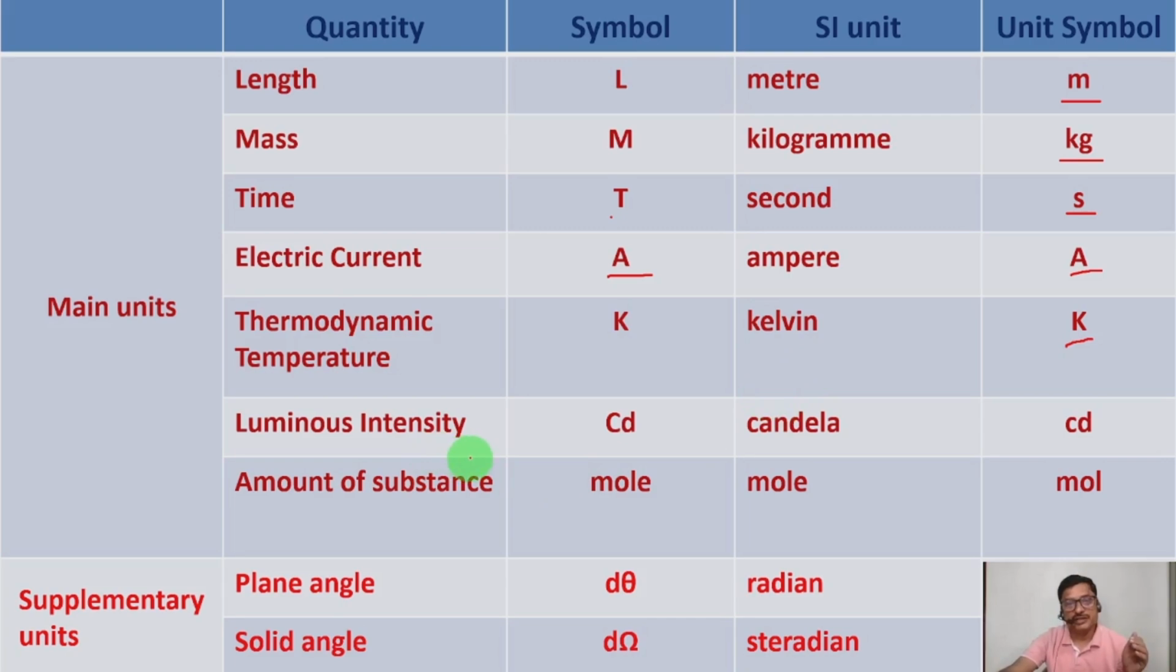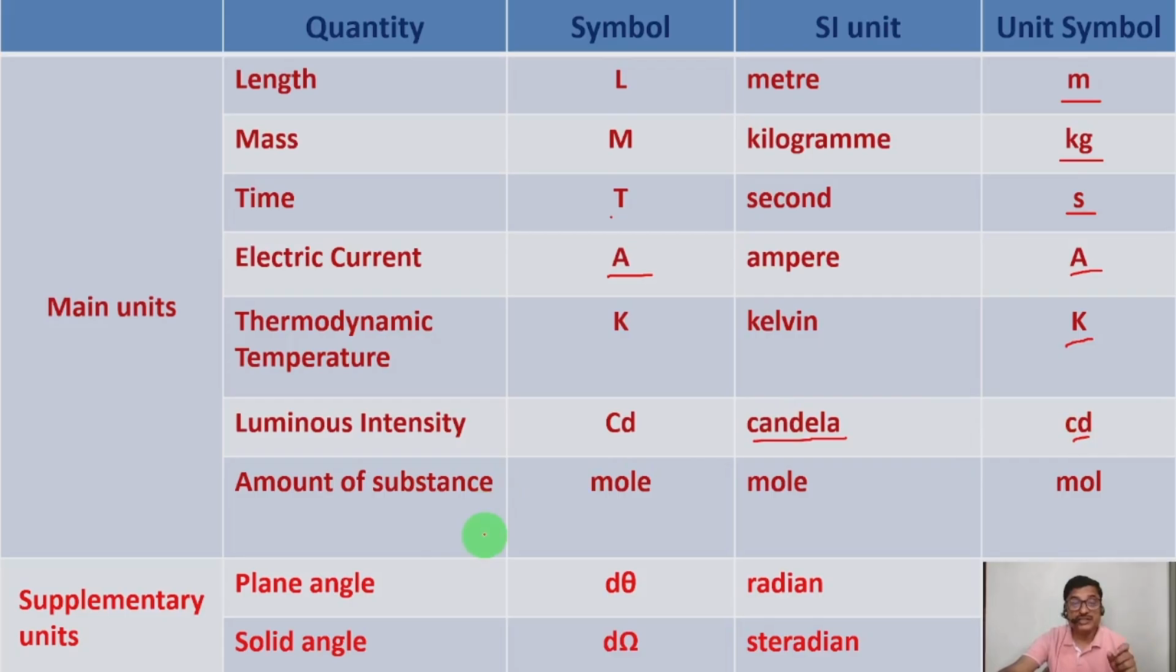Luminous intensity, or we can call it light intensity, is how much brightness there is. How bright is a particular electric bulb? How much brightness does sunlight have? That is what we can measure, the luminous intensity or light intensity. The symbol of the physical quantity is CD, and its unit is candela, and the unit symbol is also CD.